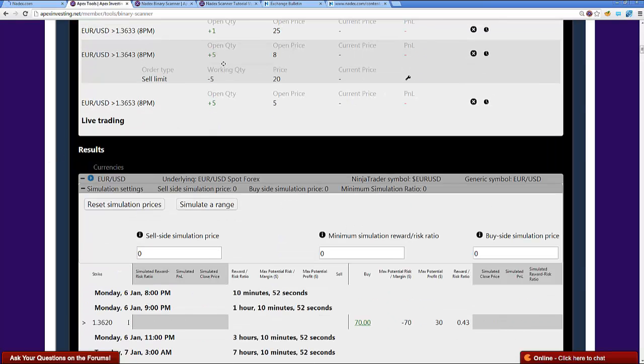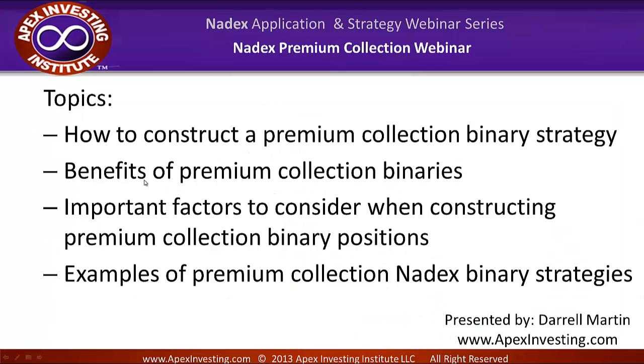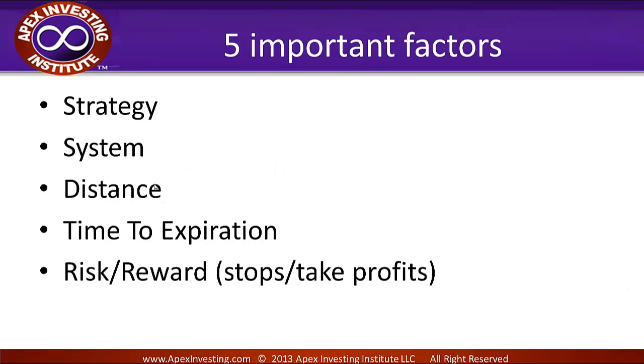Okay, so we know how to find them. We know what they are. We talked about the benefits of them. So they can move in your direction, stay flat, whatever, and you can be profitable. Some important factors to consider when you're constructing the binaries.